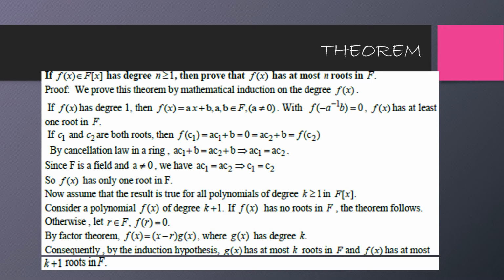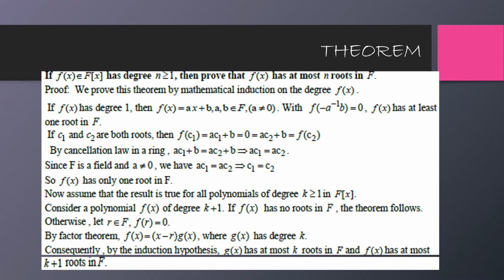Here it's a very important condition, because if a is equal to 0, what will happen to this polynomial? There won't be any x existing. Now f(x) has a root, namely minus a inverse b, which is equal to 0 when substituted. This is the function I'm defining. So f(x) has at least one root in F. If the degree of f(x) is 1, what does it mean? It has at least one root in F.